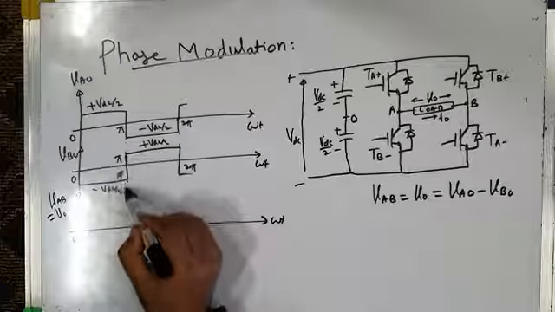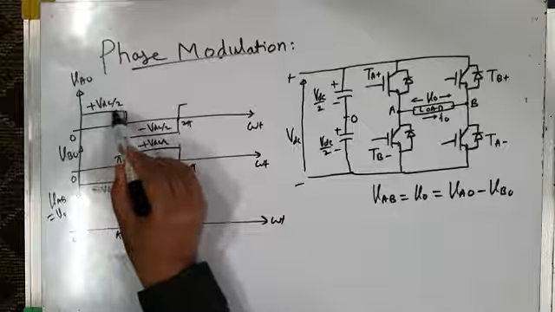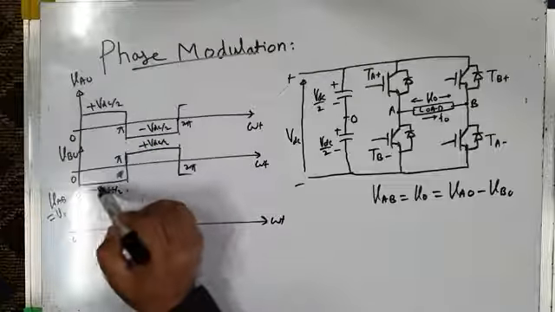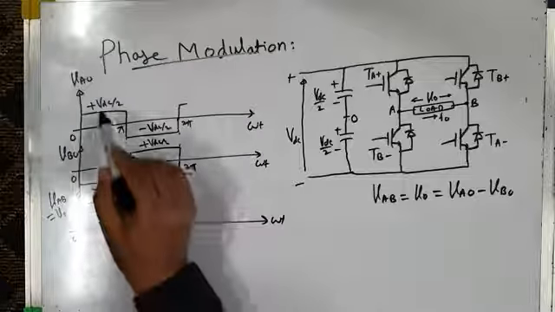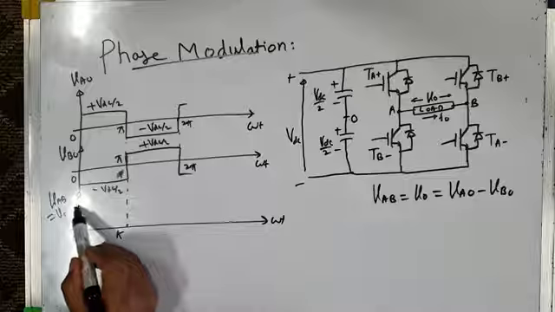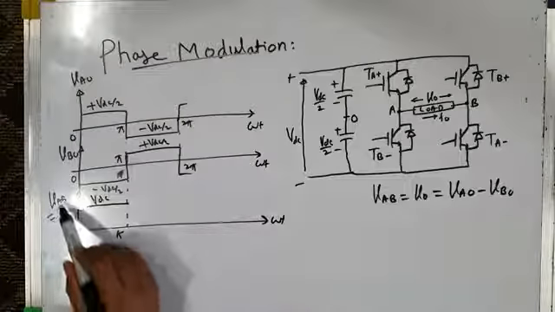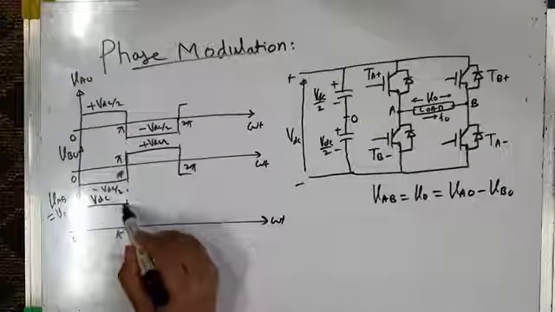So from 0 to pi, for example, you can see pole voltage VAO is plus VDC by 2, and pole voltage VBO is minus VDC by 2. So this minus this becomes plus VDC by 2 plus VDC by 2, which is plus VDC. So from 0 to pi, the load voltage VAB, which is also equal to V naught, is VDC.